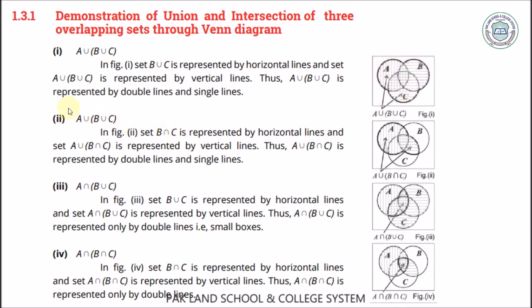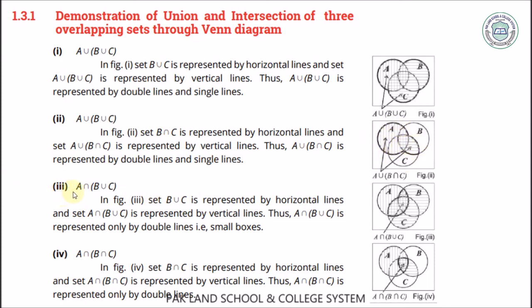Second is A union (B intersection C). In figure 2, set B intersection C is represented by horizontal lines, and set A union (B intersection C) is represented by vertical lines. Thus A union (B intersection C) is represented by double lines and single lines.